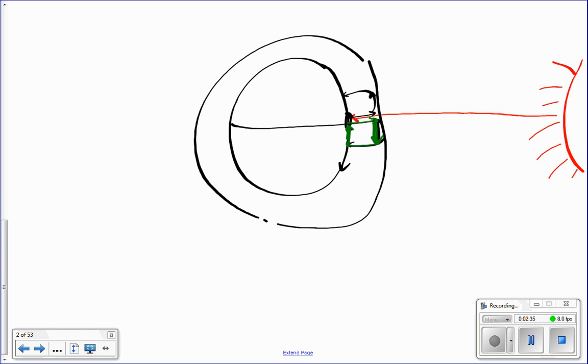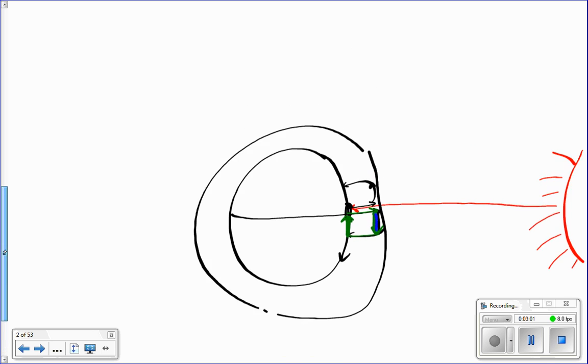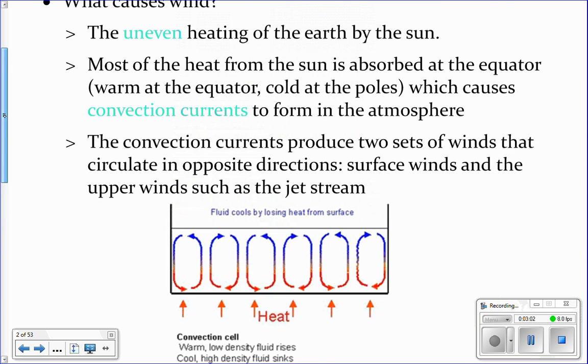Especially this one down here at the surface of the Earth, that's the one that you're going to feel. These upper atmospheric currents up here you're not going to feel because they're in the upper atmosphere. If you've ever heard of the jet stream, it is an upper atmosphere wind that gets created by these convection currents. So the convection currents get formed in the atmosphere because of the uneven heating of the Earth by the sun, and then the convection currents form the wind.